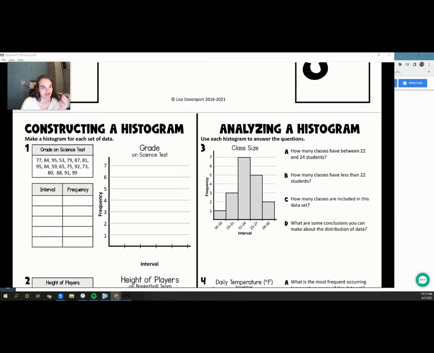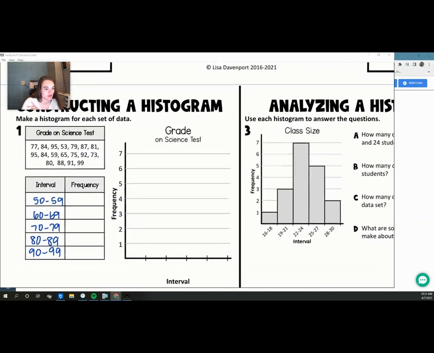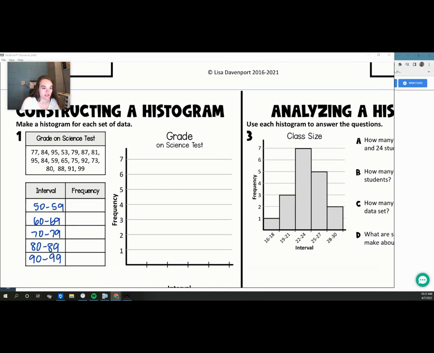I'm going to go with the 50s, 60s, 70s. So in our intervals, we've got 50 to 59, that's the 50s, 60 to 69, 70 to 79, 80 to 89, and 90 to 99. And that gets all of our numbers. Now we're going to count how many there are in each.